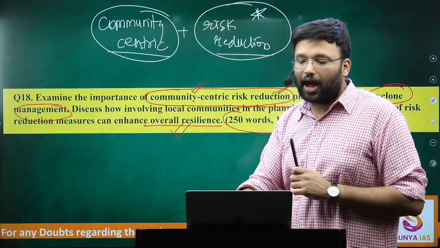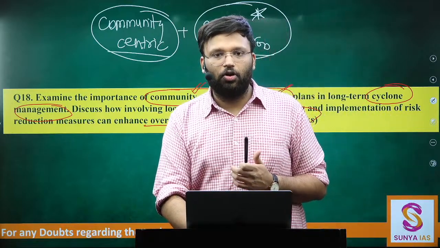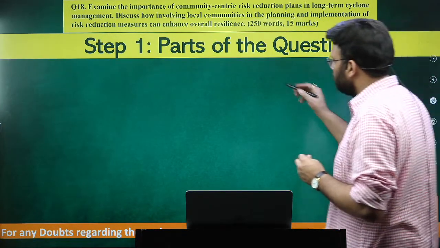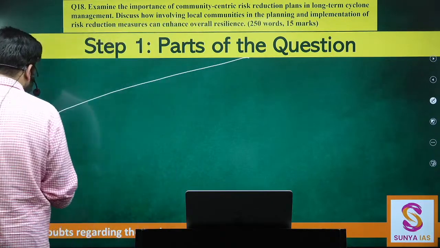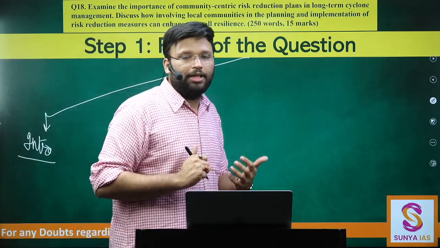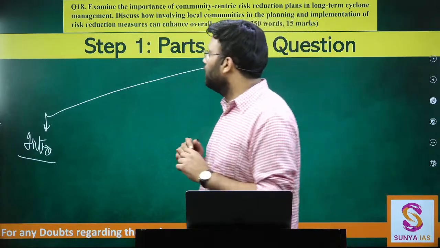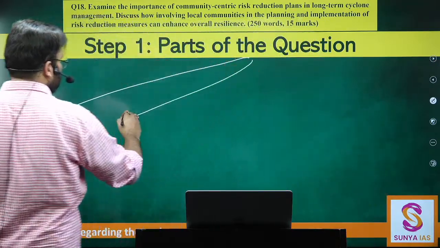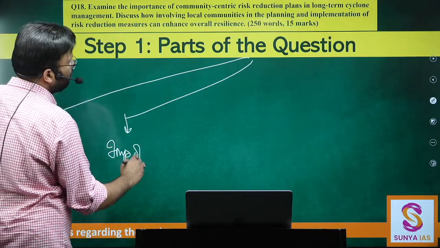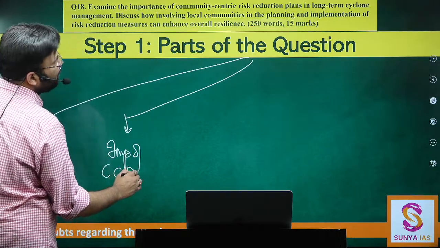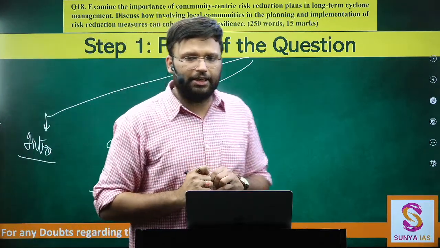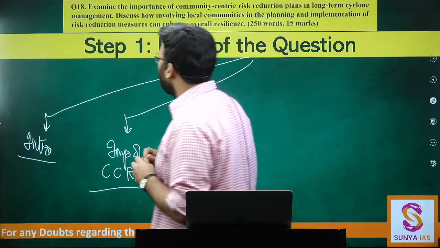Now let's see how we can structure this question. So what do we mean by structuring? We will try to break down the question into subparts. First we will introduce the question. We will see what all can come in the introduction in the next part, but first we are seeing the subparts. Then we have to tell the importance of community-centric risk reduction plans. Okay, we will tell about the importance of community-centric risk reduction in terms of cyclone management.